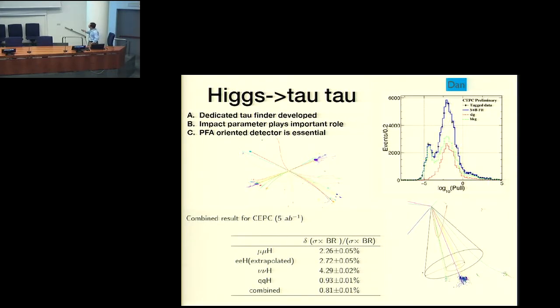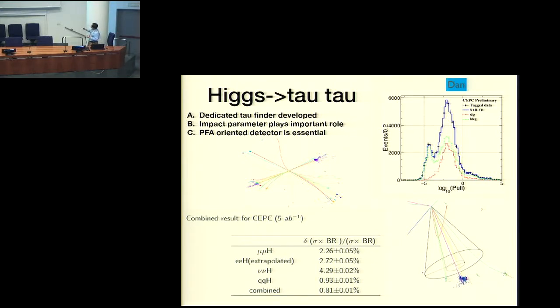For Higgs to tau tau, for this analysis, we developed a dedicated tau finder algorithm. This analysis also benefits a lot from the precise impact parameter measurement. Also, the PFA-oriented detector is very essential for the tau finder. This is for two tau lepton and 2 jet events.